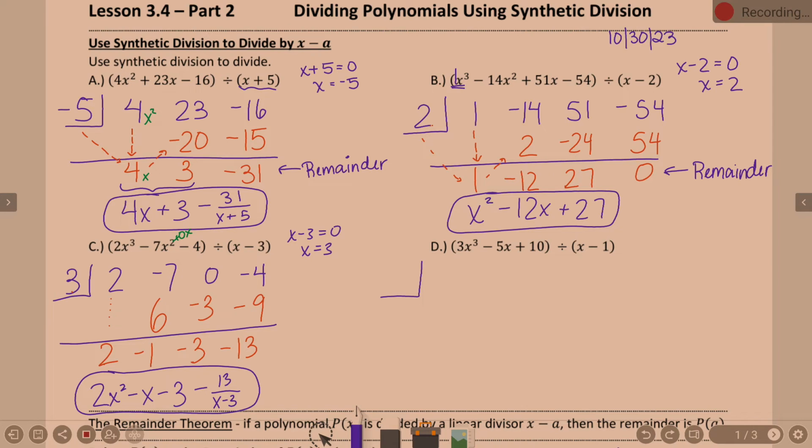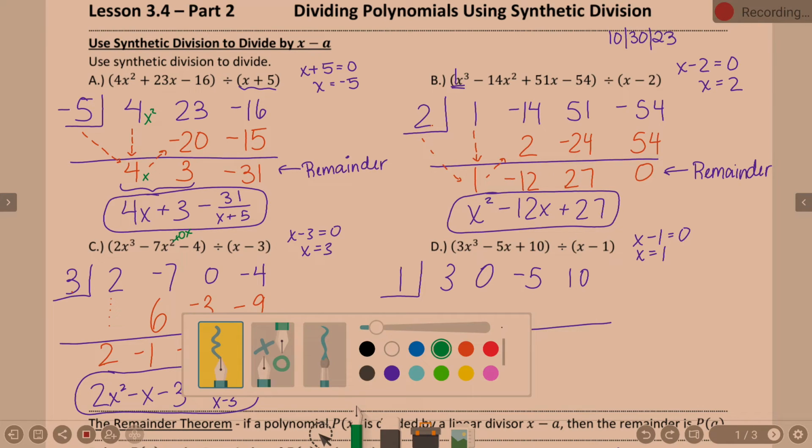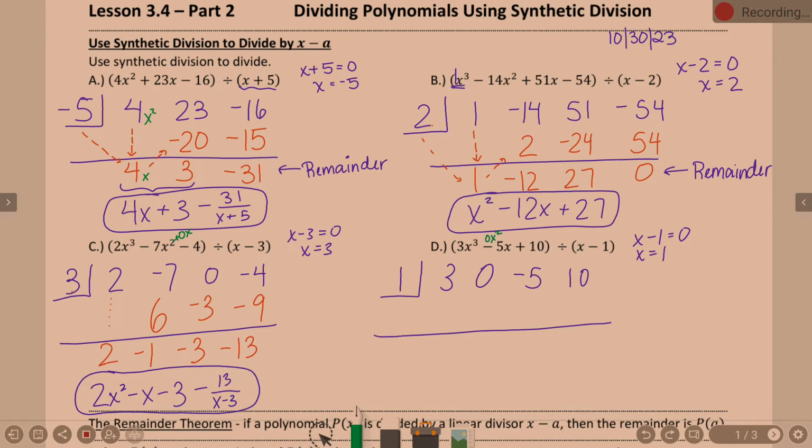A lot of times on Savas, you're just giving your answers, but I know I at least saw 1 or 2 where you had to fill in the setup for the synthetic. So, okay, what goes out front? 1. Basically, you're always using the opposite sign, right? Okay, what goes after the 1? 3, 0, negative 5, and 10. There's a 0 because what were we missing? We were missing x squared, weren't we? So that's why we had to throw in a 0. Okay.